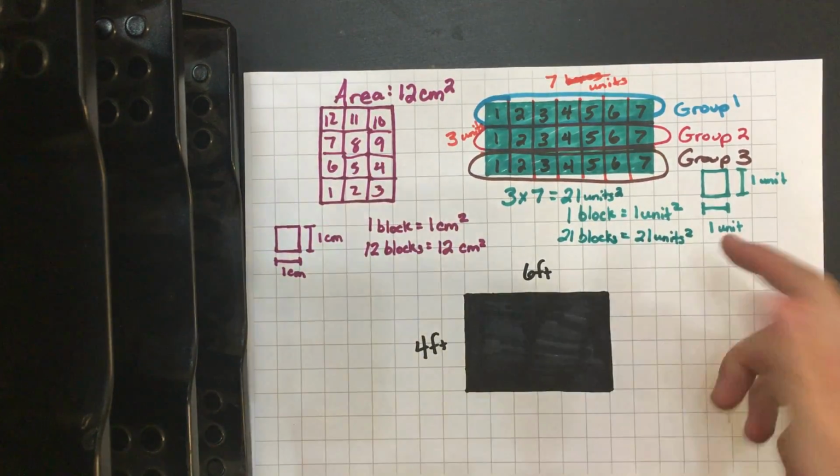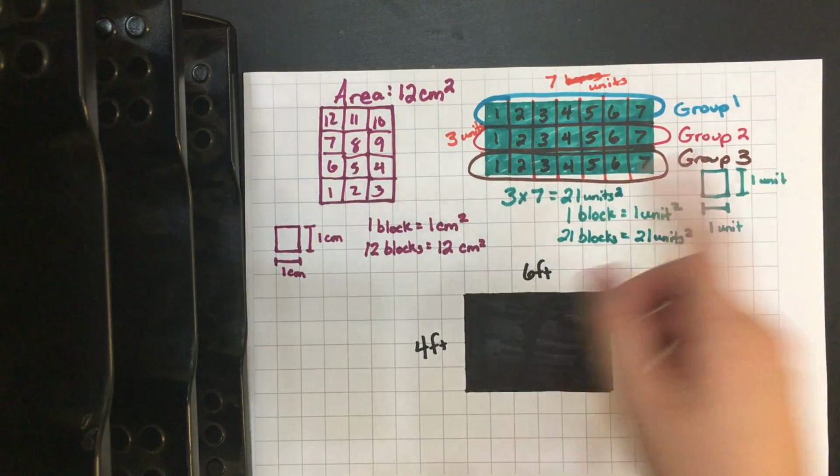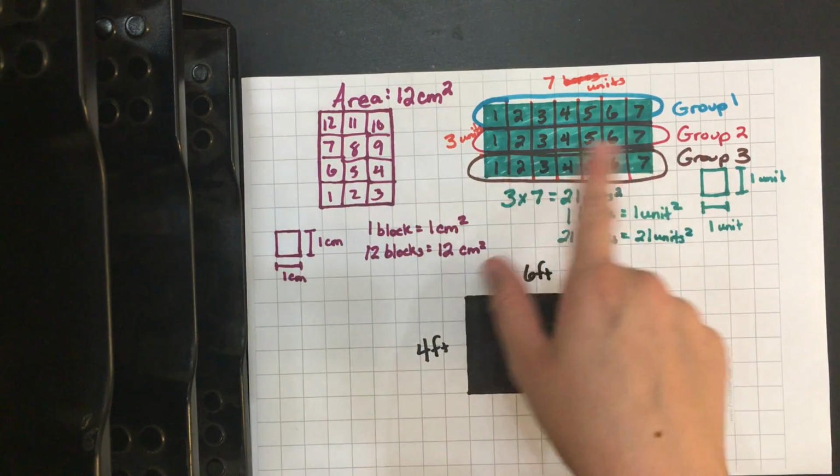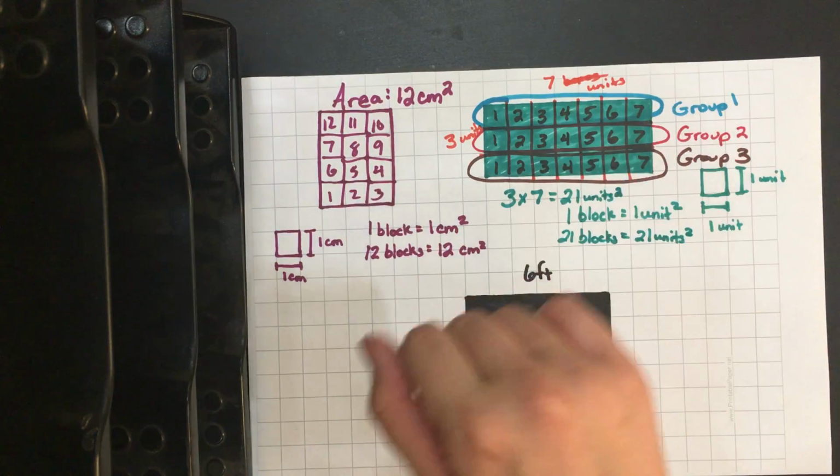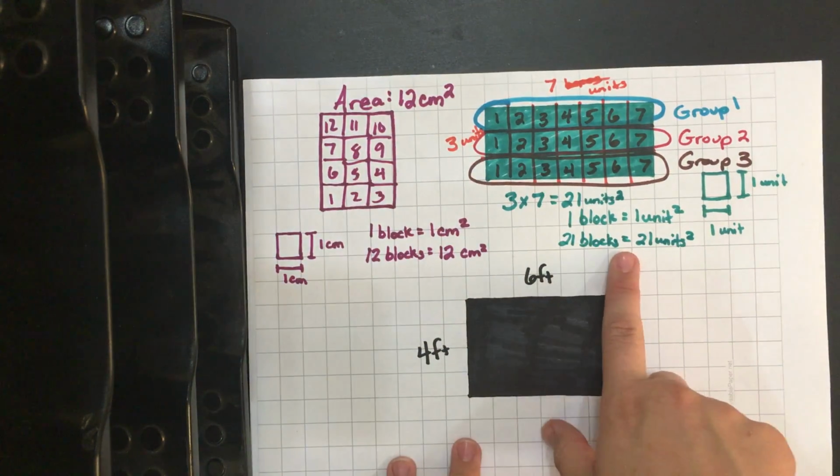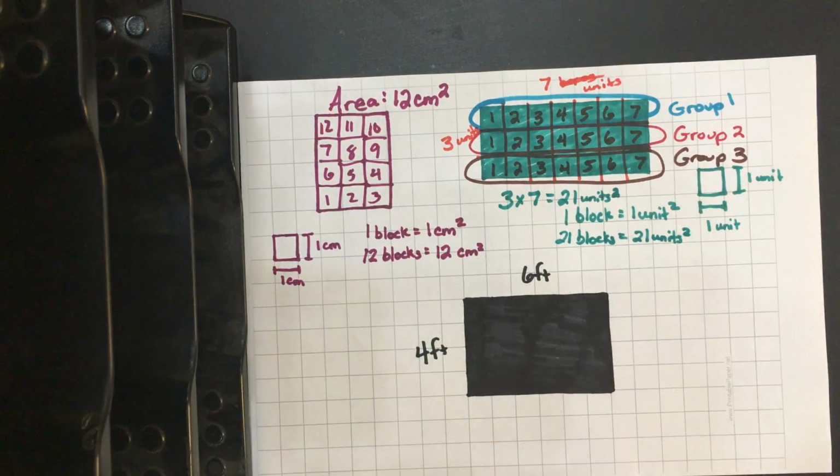And that goes back to if you had done it the way we had done the first one, you just counted out 1, 2, 3, 4, 5, 6, 7, 8, 9, 10, 11, 12, all the way up to 21. You would have had 21 blocks, which equals 21 units squared. So now we've gone 2 different ways to solve for area. One was actually using the blocks they gave you. Another was using multiplication to help us.